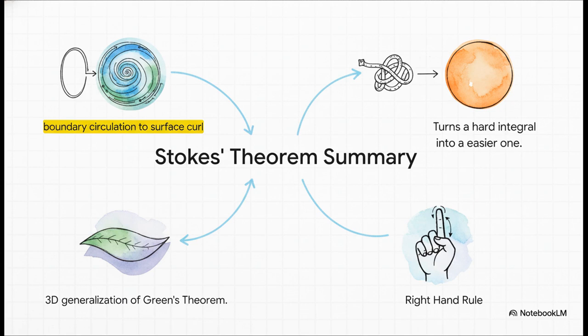But its real magic is that it lets you choose the easier path. You can swap a hard line integral for an easy surface integral, or even the other way around sometimes. And if you know Green's theorem from 2D, you can think of Stokes as its bigger, more powerful 3D sibling. And please, I'm saying it one last time, never ever forget to check your orientation with the right-hand rule.